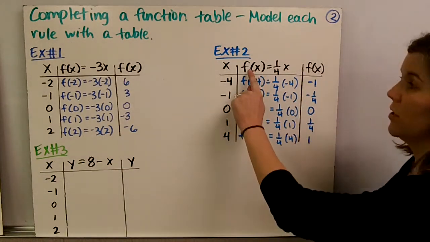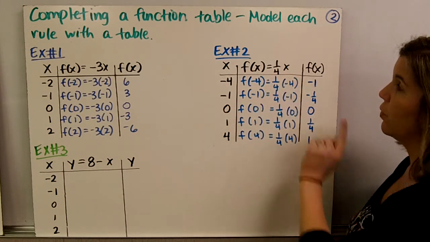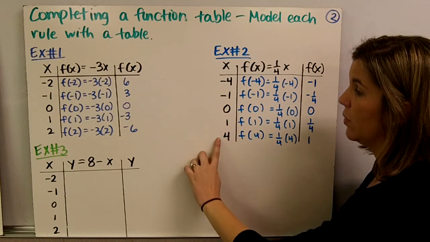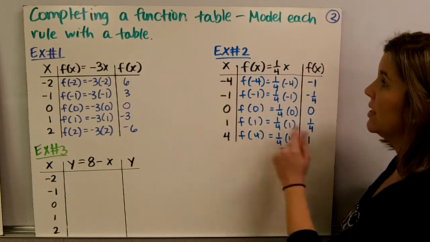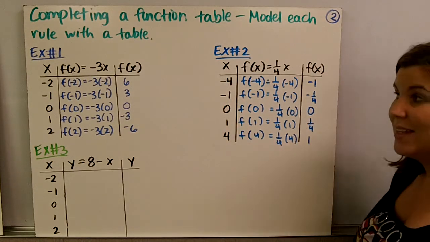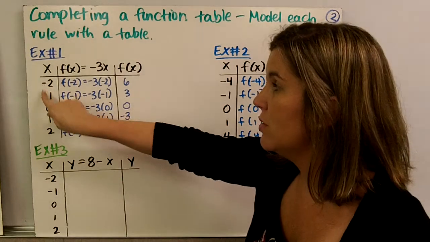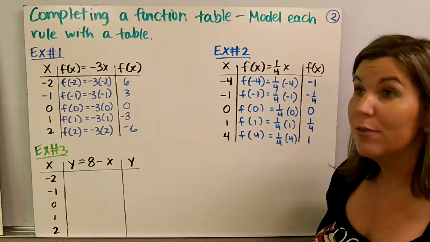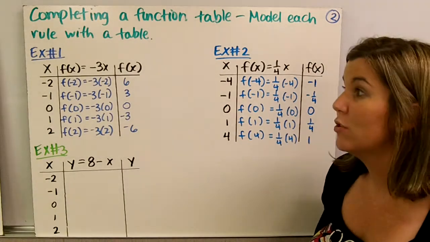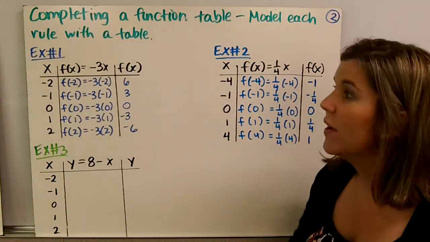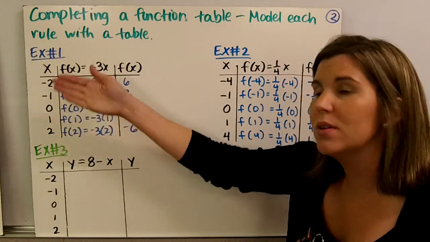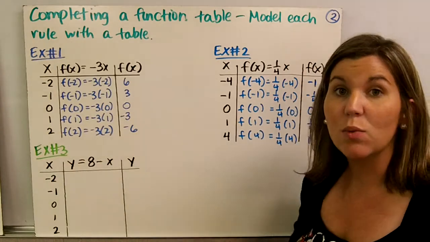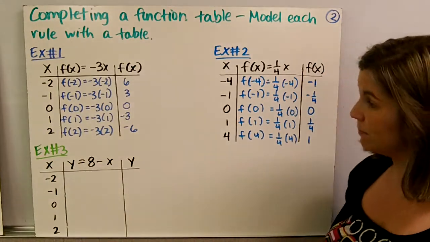Similarly, if our function rule is f of x equals 1/4 x, these are our x values, -4, -1, 0, 1, and 4. Now, I chose these to make these numbers come out nice. Most of the time, you're going to use -2, -1, 0, 1, and 2 for your x values if the problem does not give those to you. So if you can choose your x values, you want to choose small numbers, some positive, some zero, some negative. That way you can see what the shape of the graph is.